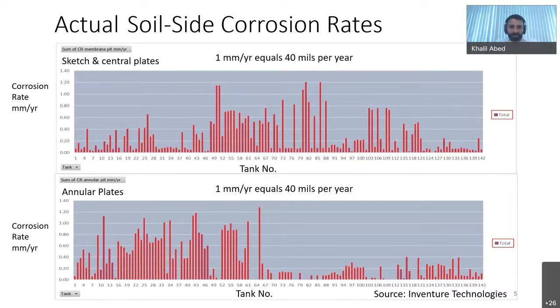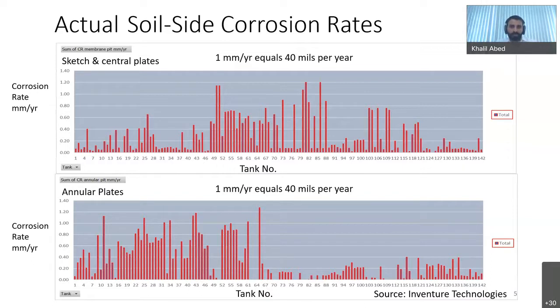To translate the significance of the problem into numbers, this is a study done by an asset integrity company, Inventure Technologies, for 142 tanks in 4 terminals in the Middle East. In both graphs that you can see on the screen, the y-axis is the corrosion rate value in millimeters, and the x-axis is the tank number. The graph at the top shows the highest corrosion rate in the shell and central plates of each tank, and the graph at the bottom shows the highest corrosion rate in the annular plates of each tank.